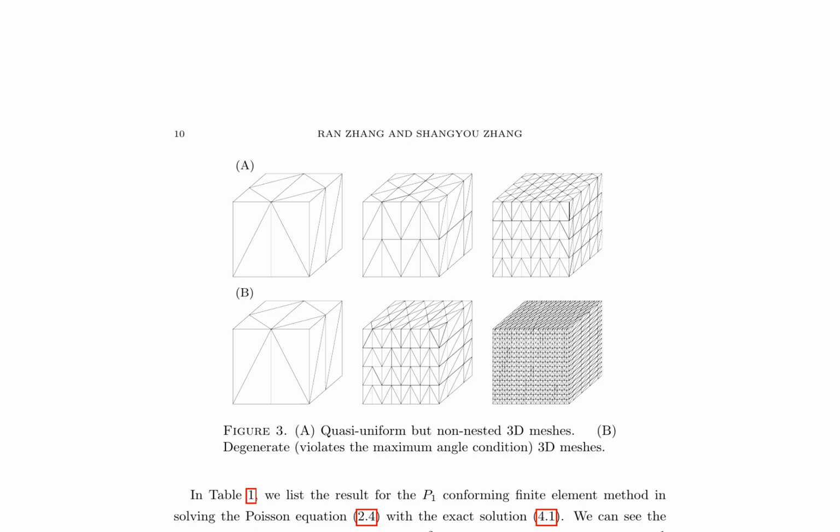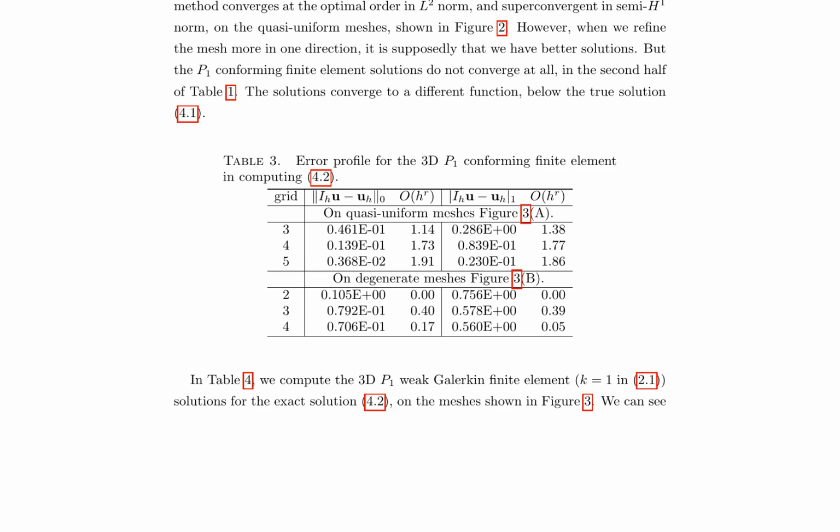However, refining the mesh in one direction leads to non-convergence, with solutions converging to a different function below the true solution. In 3D simulations, quasi-uniform but non-nested meshes, Figure 3a, and degenerate meshes violating the maximum angle condition, Figure 3b, are examined. Table 3 displays the error profile for the 3D P1 conforming finite element method in computing solution 4.2 on these meshes. On quasi-uniform meshes, the method exhibits optimal convergence rates in both L2 and H1 norms.